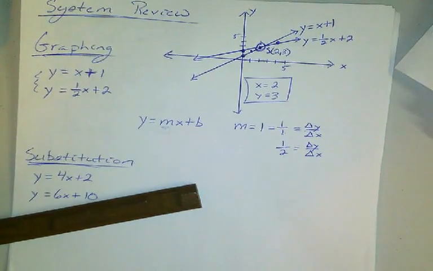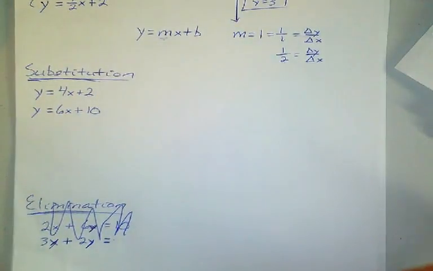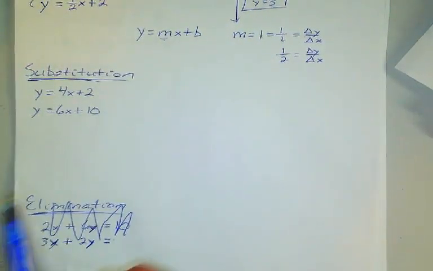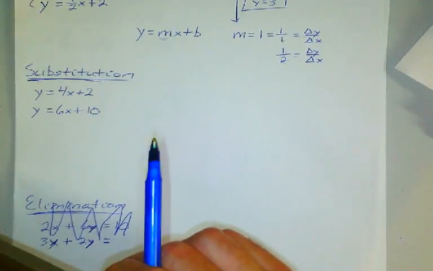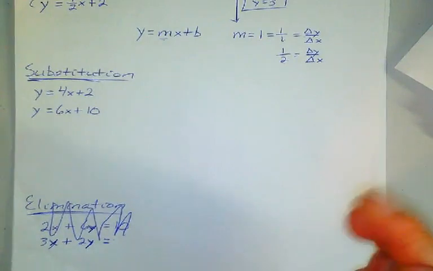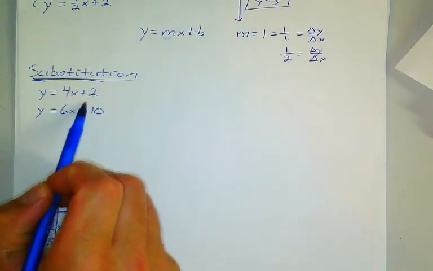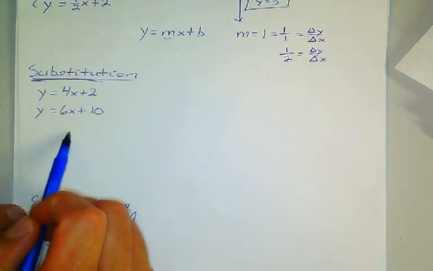All right, so that's graphing. Strategy number 2 is substitution, and we'll do simple substitution in this case. You might be asked to do a little more challenging substitution, but in that case the same stuff applies. So I've got y equals 4x plus 2, and y equals 6x plus 10.